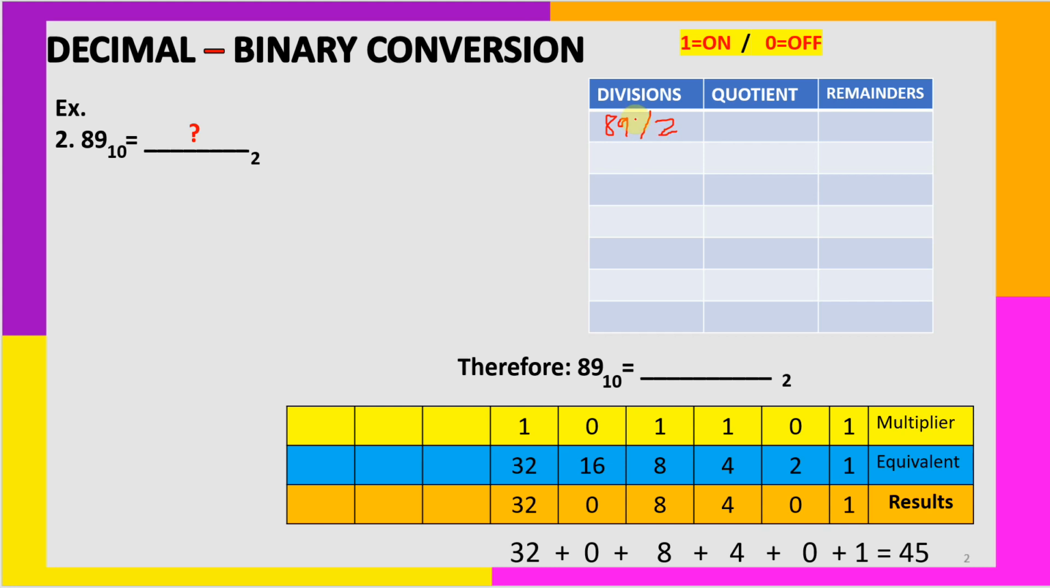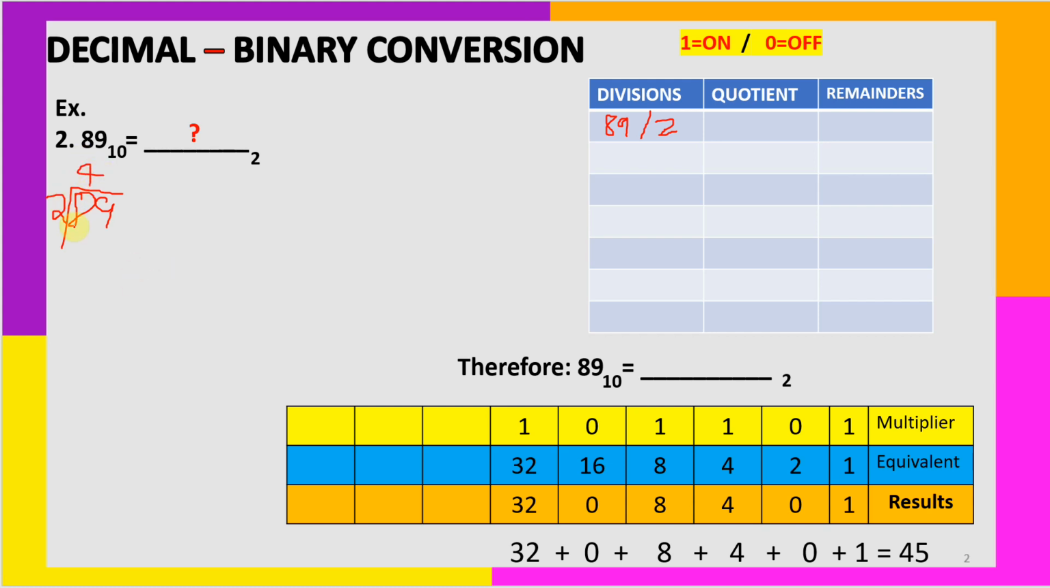Okay, so next, 89 divided by 2. If you're going to use a calculator, which is not actually recommended during the test, it's 44.5. It's actually remainder 1. Okay, so 8 divided by 2 is 4.